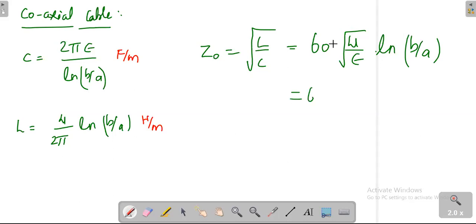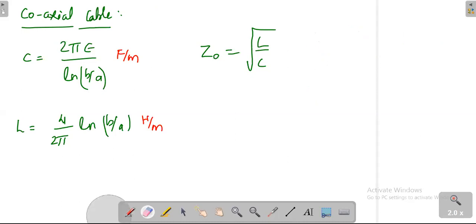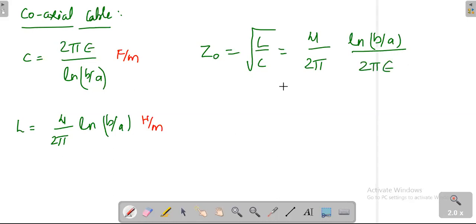Okay, without confusion, I will do step by step. I am having confusion here. Now we have L, we have C. Just substitute it as it is. Mu value is mu divided by 2 pi. This is in the numerator, so ln b by a, and then C comes in the denominator, so 2 pi epsilon, and this goes up, ln b by a, and then overall square root.